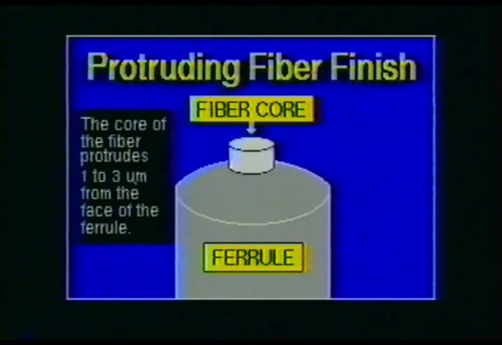Here you see a close-up of the protruding fiber finish. This style finish reduces the ferrule contact even more. As you can see, this style finish allows the fiber to protrude from the face of the ferrule by approximately 1 to 3 micrometers. This ensures that the fiber ends are the only areas of contact when the ferrules are mated in a connection. These connectors are inexpensive, easy to install, and can be done in the field.